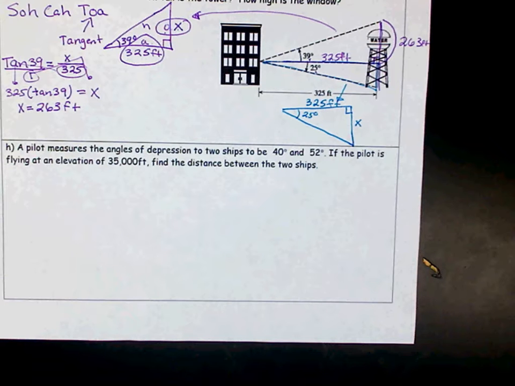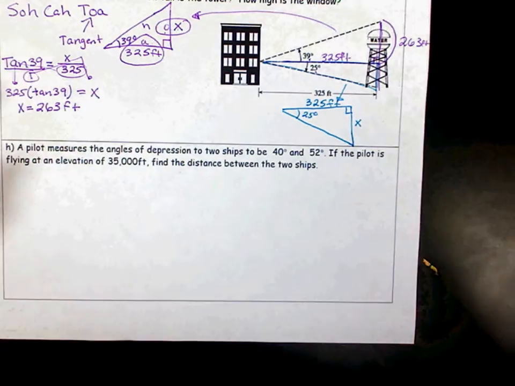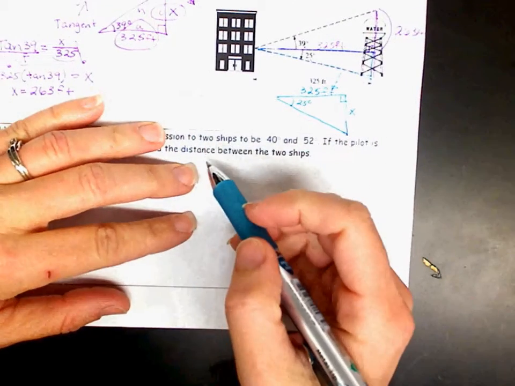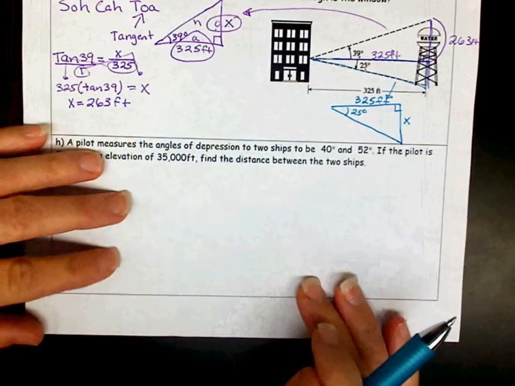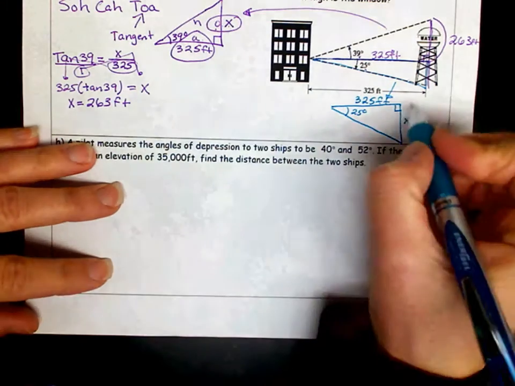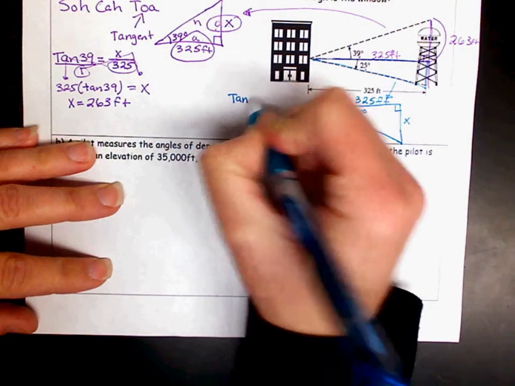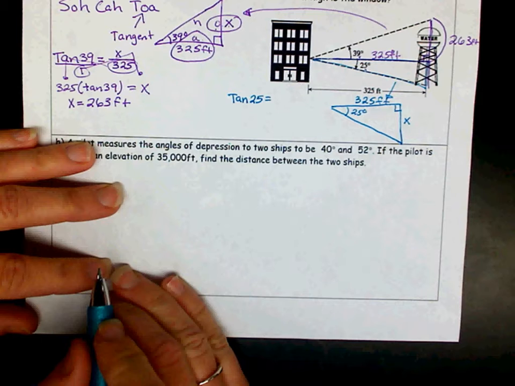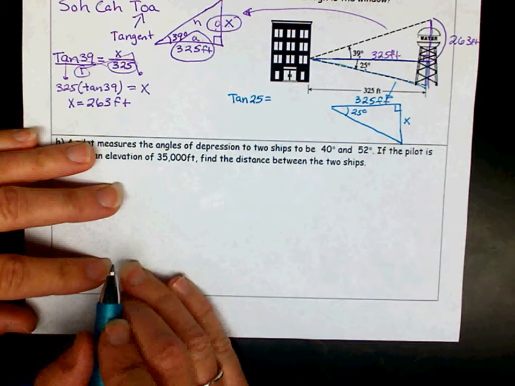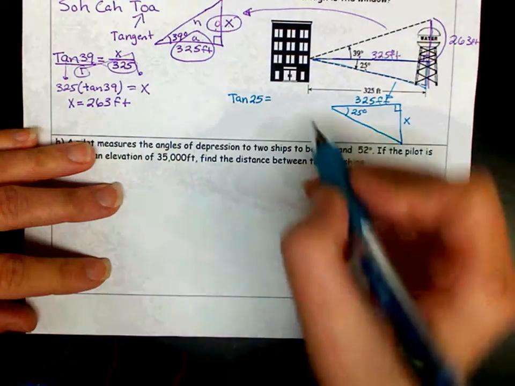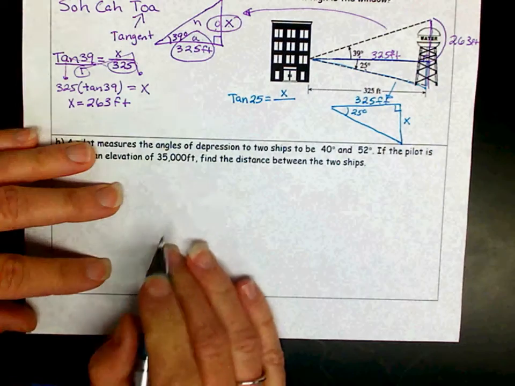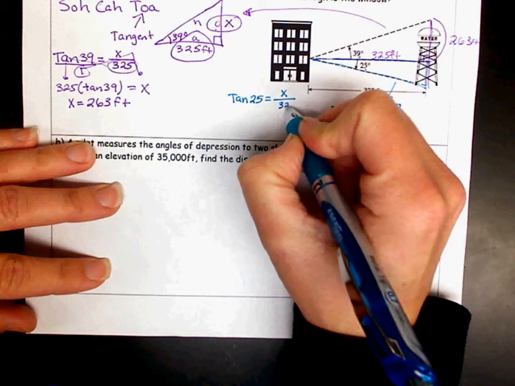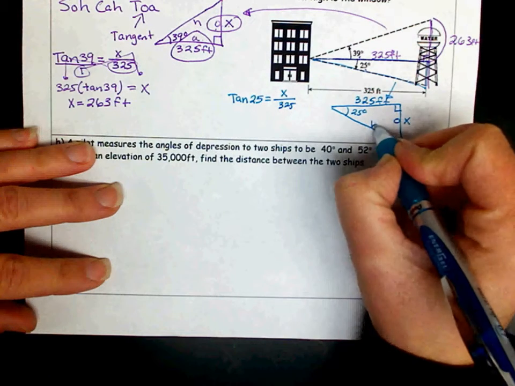Okay, yeah, we did. Okay, Ramiz, what was the equation that you came up with? Which trig function are you going to use? Okay. So how was it? Tangent of 25 equals what? 325. Very good. This is the opposite side, this is the hypotenuse, and this is the adjacent.